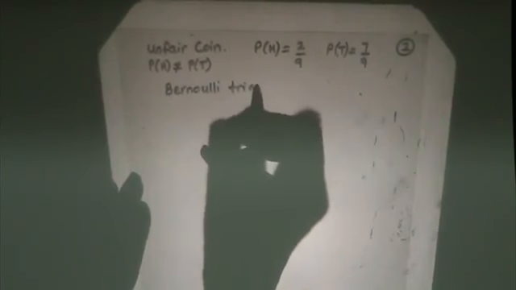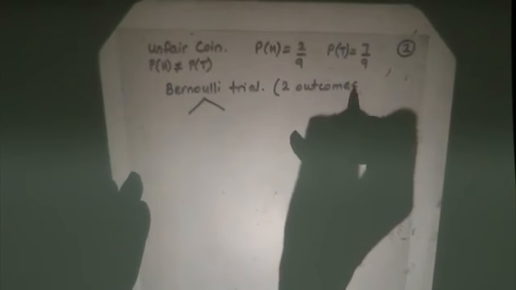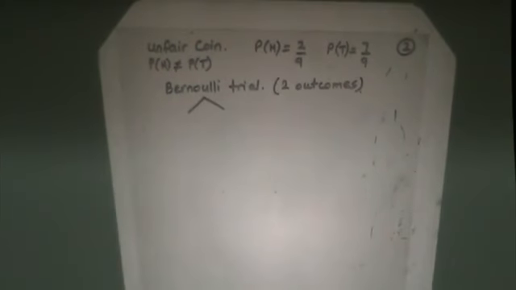Each toss is called a trial. Each trial has exactly 2 outcomes, heads or tails. Such a trial with exactly 2 outcomes is called a Bernoulli trial. So a Bernoulli trial has exactly 2 outcomes. And every time I toss this coin, I will have a Bernoulli trial because I have exactly 2 outcomes, heads or tails.